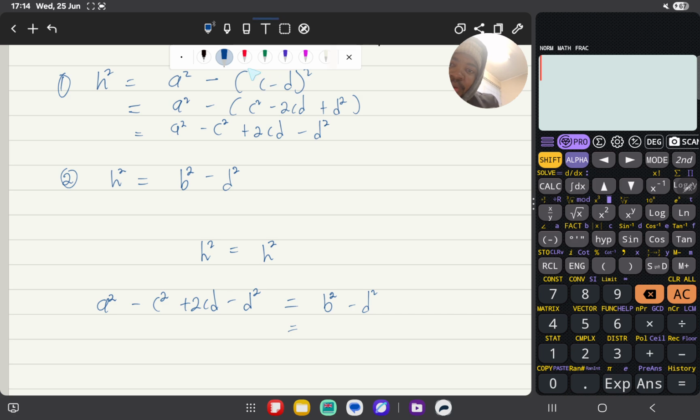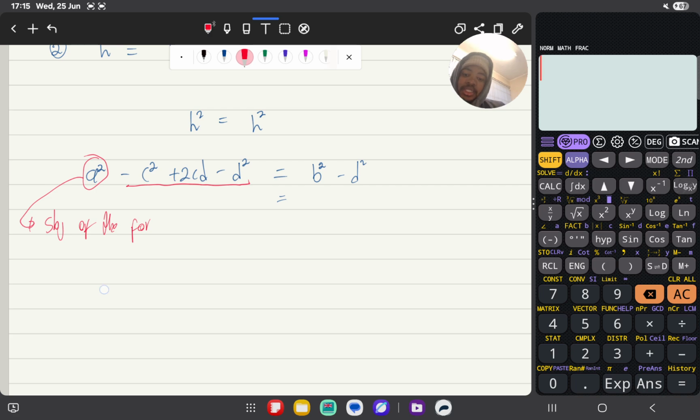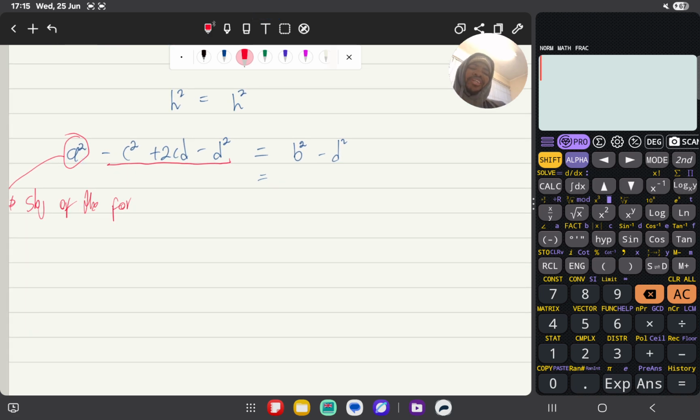So now what I want us to do is take everything here and transpose it to the other side so that we have a subject of the formula, right? Now we're going to try to write a as the subject of the formula and call it a day. So let us do that.